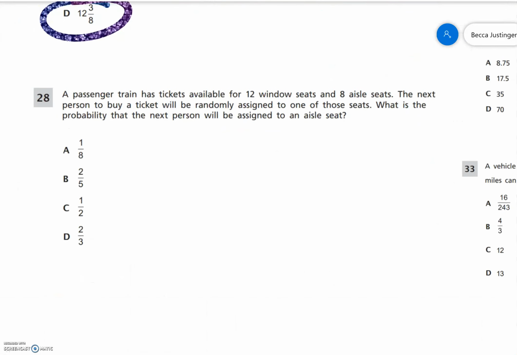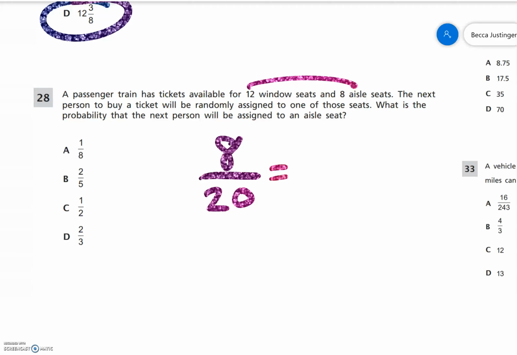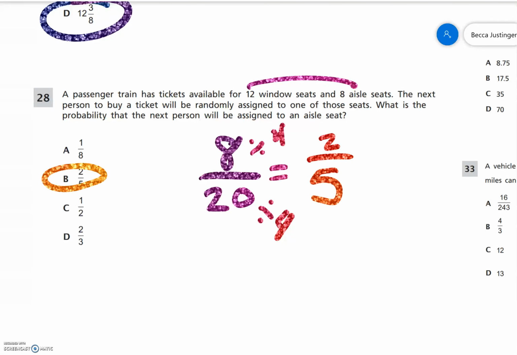A passenger train has tickets available for 12 window seats and 8 aisle seats. The next person to buy a ticket will be randomly assigned to one of those seats. What is the probability that the next person will be assigned an aisle seat? Well, there are 8 possible aisle seats out of a total of 20 seats available, because you add these two together, 12 plus 8. That reduces, if we divide both by 4, to 2/5. Answer is B.